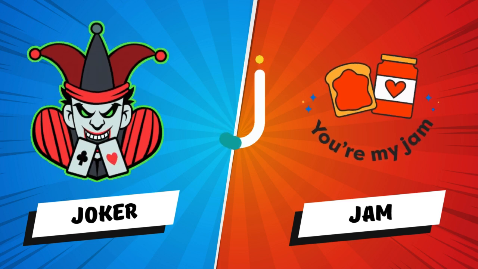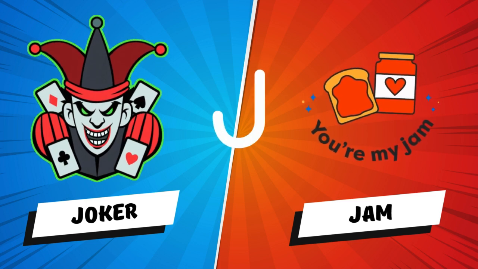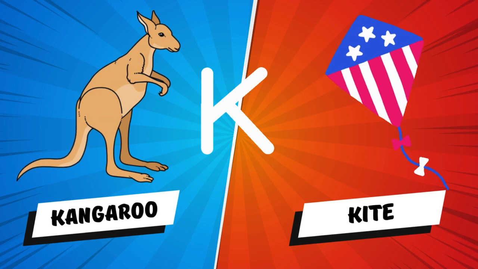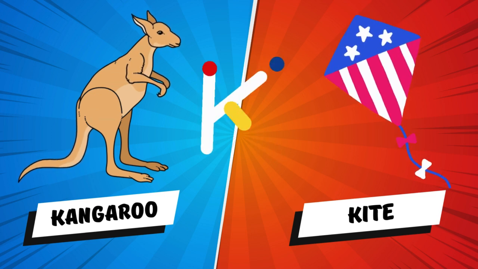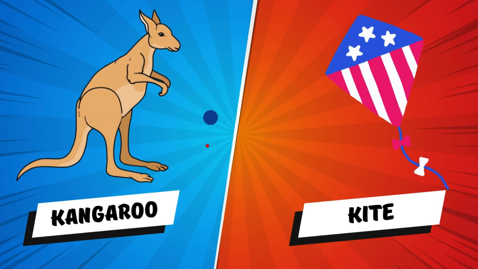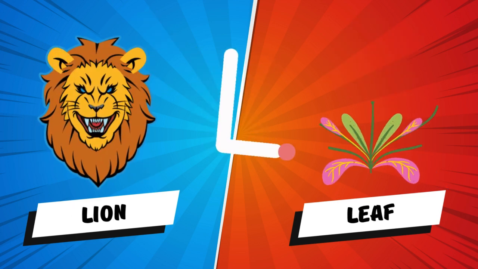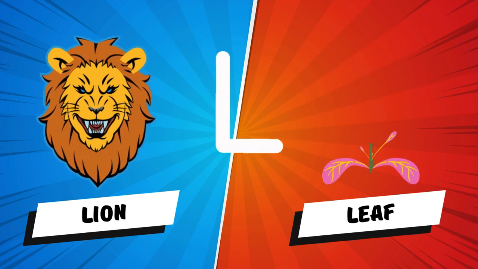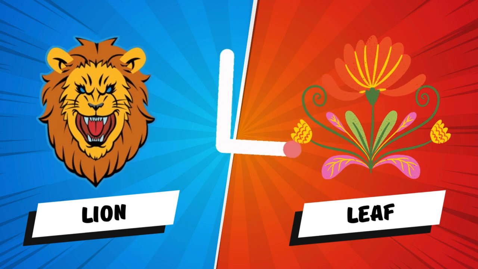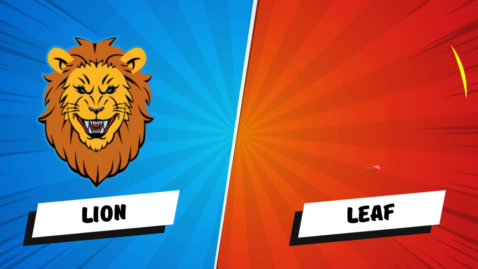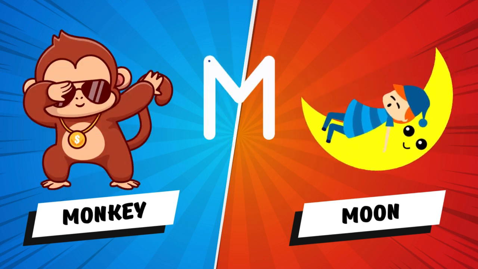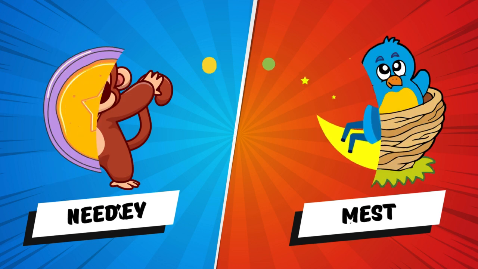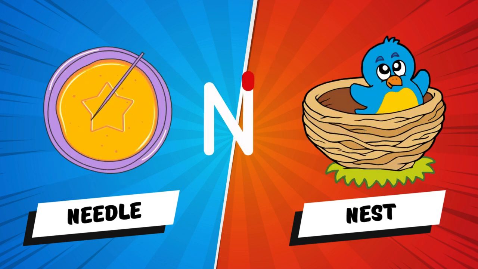J for joker, J for jam. K for kangaroo, K for kite. L for lion, L for leaf. M for monkey, M for moon. N for needle, N for nest.